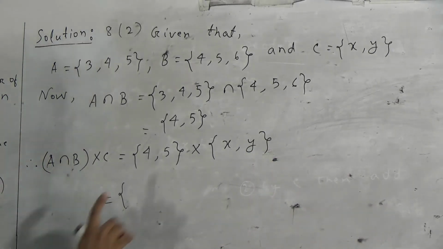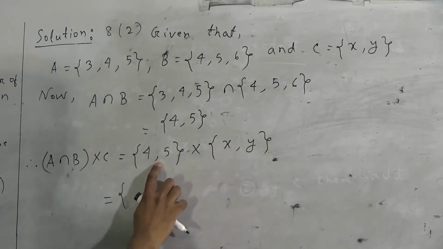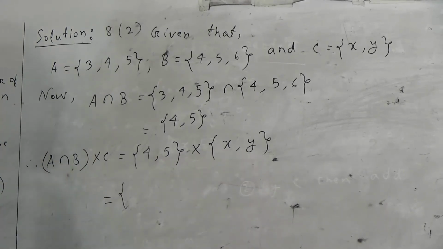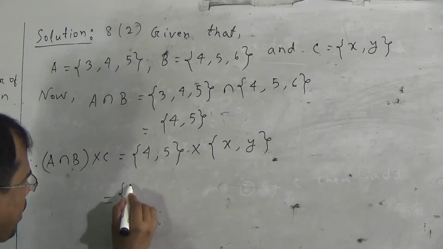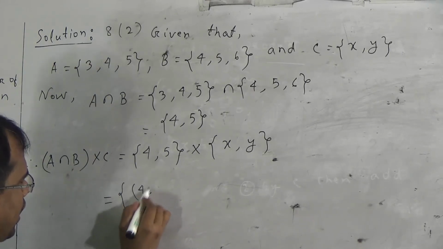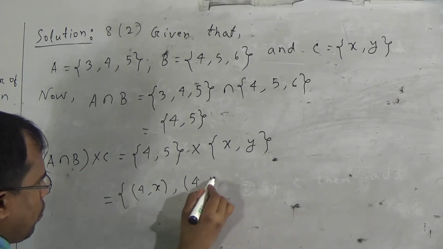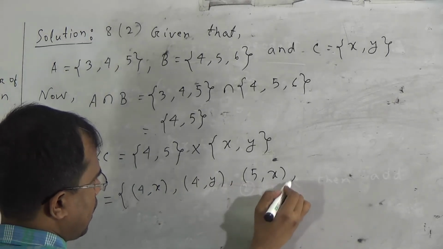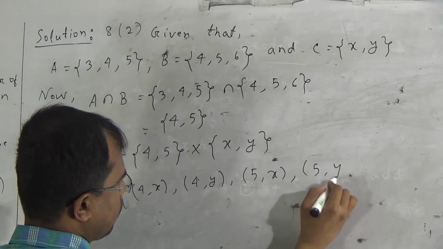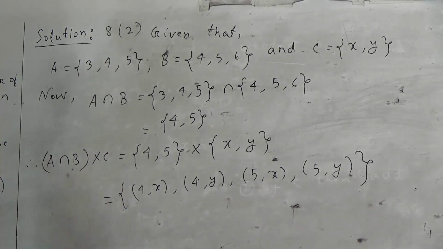At first we will take 4 with X, we will take 4 with Y. We will take 5 with X, and then we will take 5 with Y. That means 4 elements will come. And all elements will be kept in the first bracket since the elements are ordered pairs. So 4 comma X, another element 4 comma Y, another element 5 comma X, and another element 5 comma Y. Dear students, this is the answer of this math.